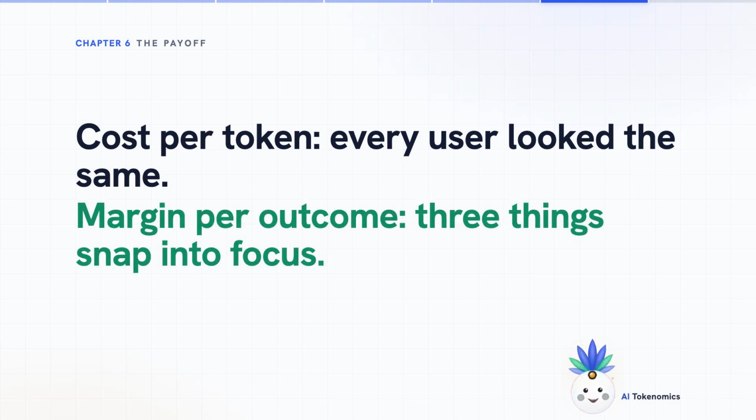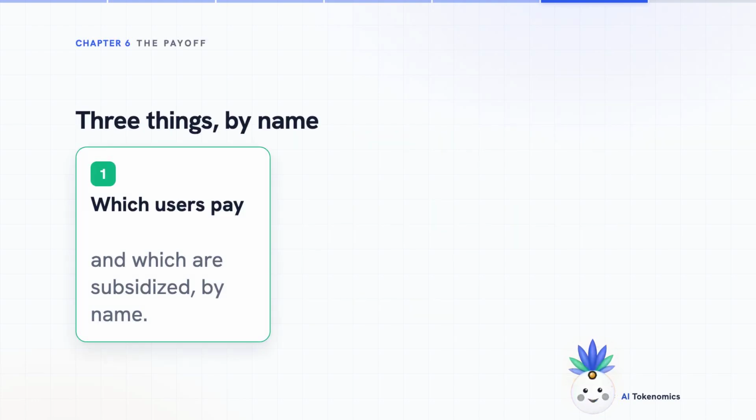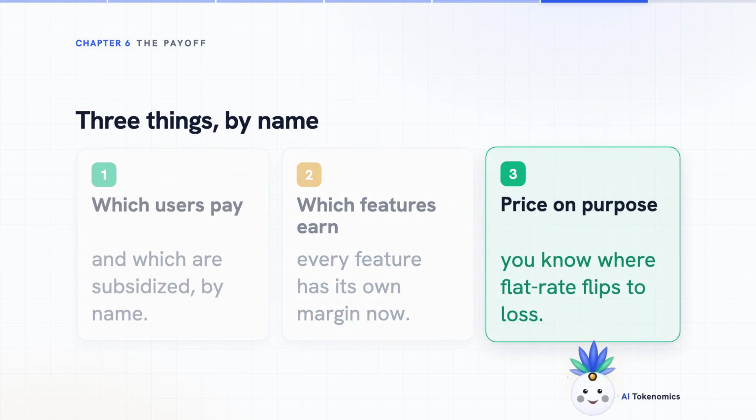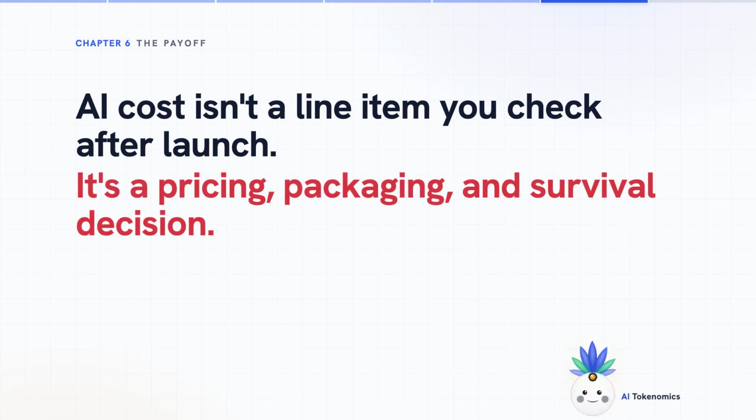You were flying blind. The moment you measure contribution margin per outcome, 3 things you couldn't see before snap into focus. 1. You can see which users are profitable and which ones you're subsidizing, by name. 2. You can see which features earn their keep and which ones quietly bleed, because every feature has its own margin now. And 3. You can finally price on purpose, because you know the exact outcome count where flat rate flips to loss. AI cost isn't a line item you check after launch. It's a pricing decision, a packaging decision, honestly a survival decision, and you make it before you build.